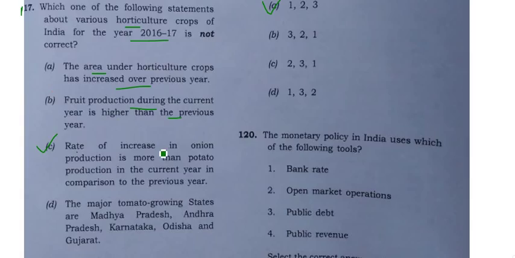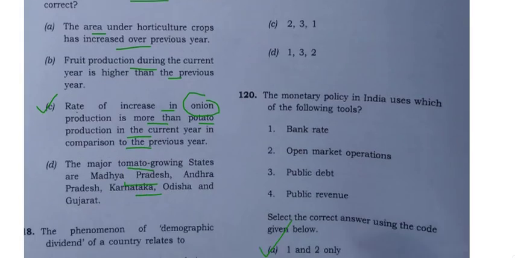The rate of increase in onion production is more than potato production in the current year in comparison to the previous year. This is the wrong option actually. Onion production is somewhere around 4%, and potato production is somewhere around 11%. So definitely potato production is more than onion. So this option is wrong. The major tomato growing states are Madhya Pradesh, Andhra Pradesh, Karnataka, Odisha and Gujarat. This is the right option. Okay. So C option is right.